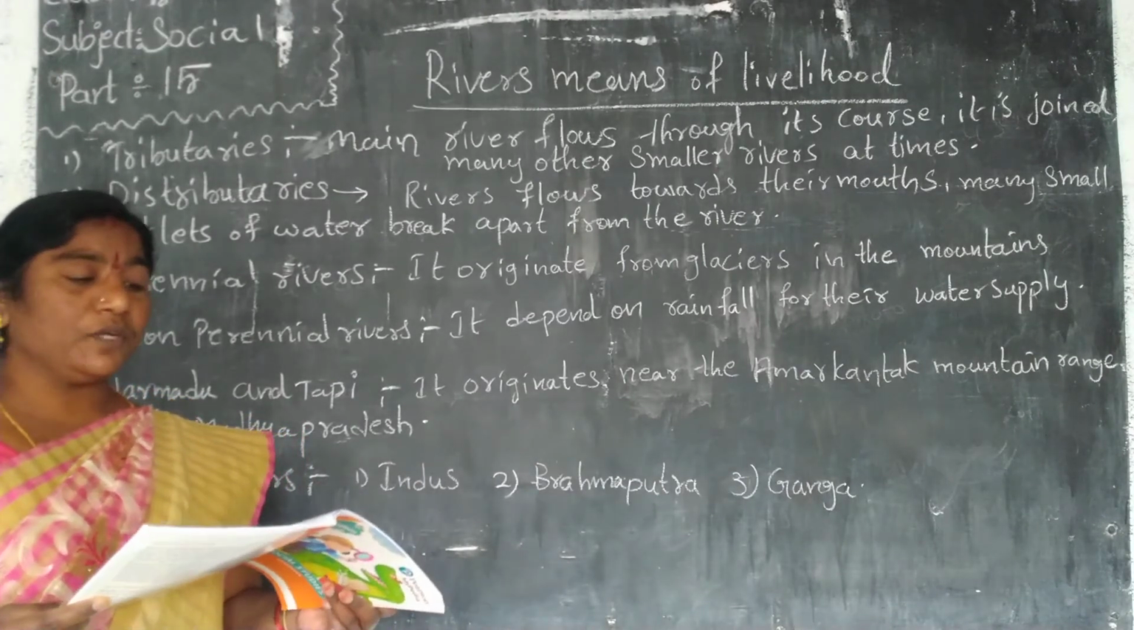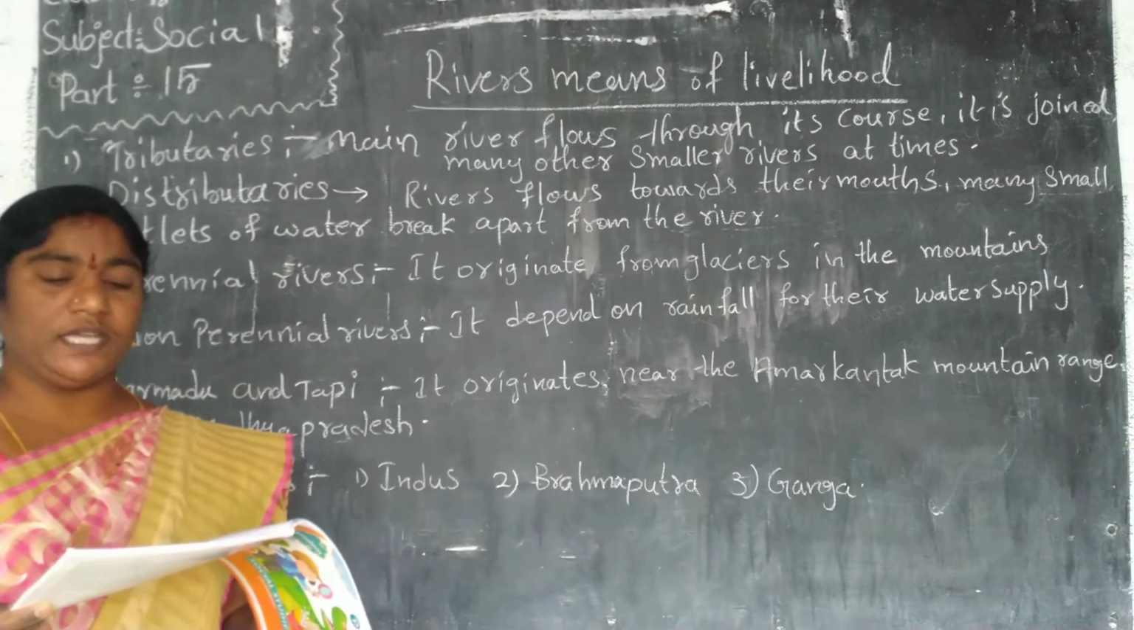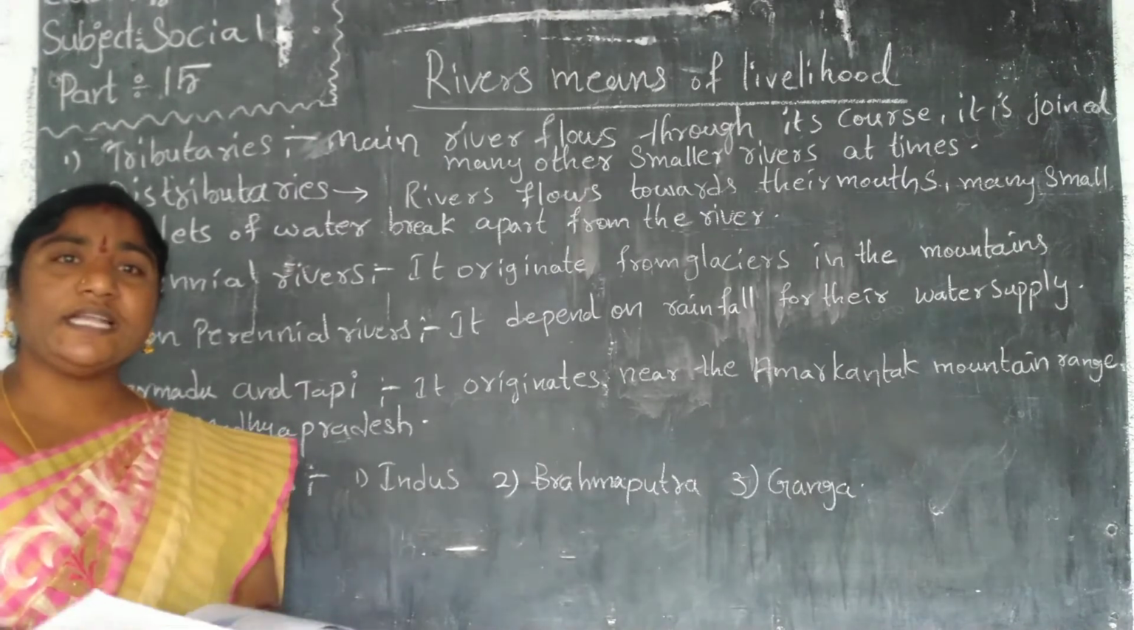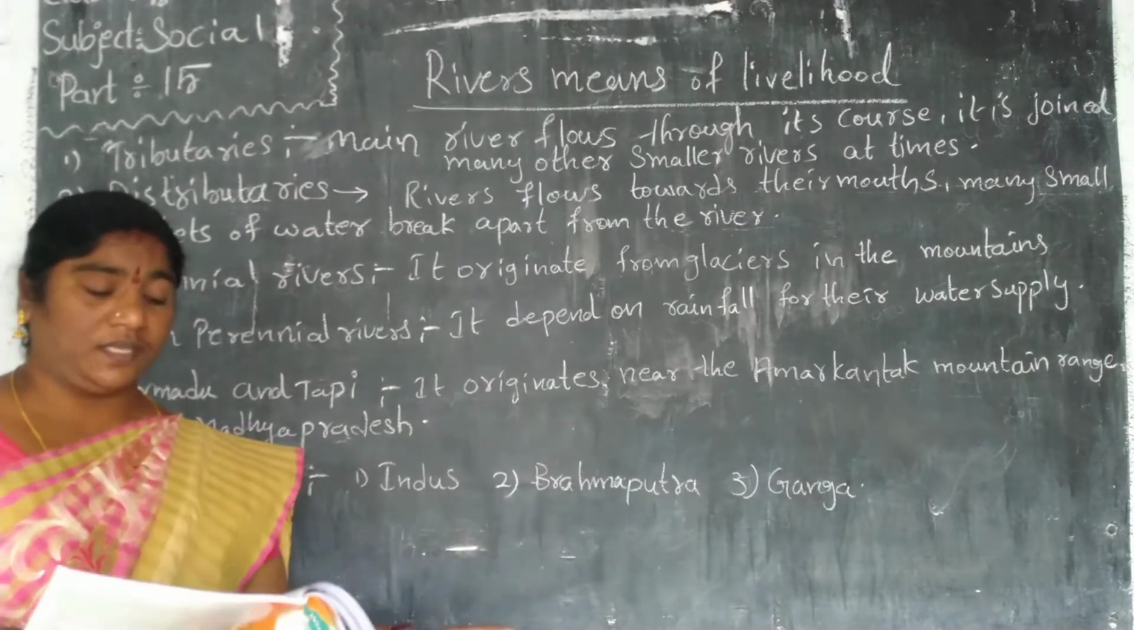We have to learn about the Godavari. Godavari is the largest, longest river in India, as we know. It is known as the Dakshina Kasi. These are the non-perennial rivers we have to discuss.